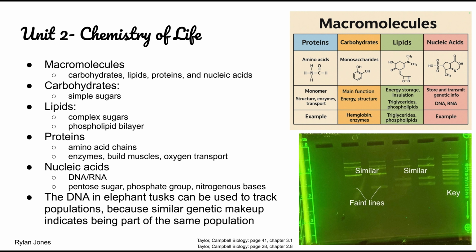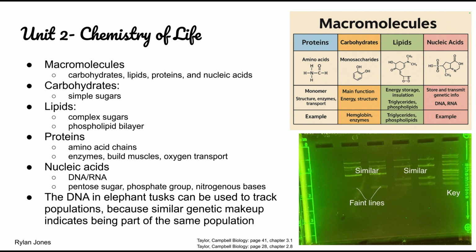Finally, there are nucleic acids, which build DNA and RNA, as well as contain the genetic material for every single organism in the world. They are formed from a pentose sugar, a phosphate group, and a nitrogenous base, being one of these four: guanine, thymine, adenosine, and cytosine.